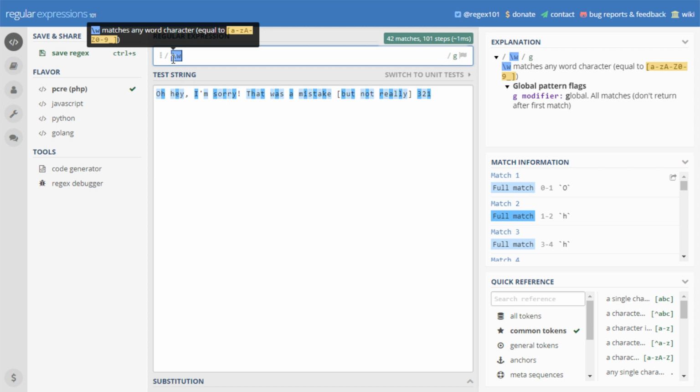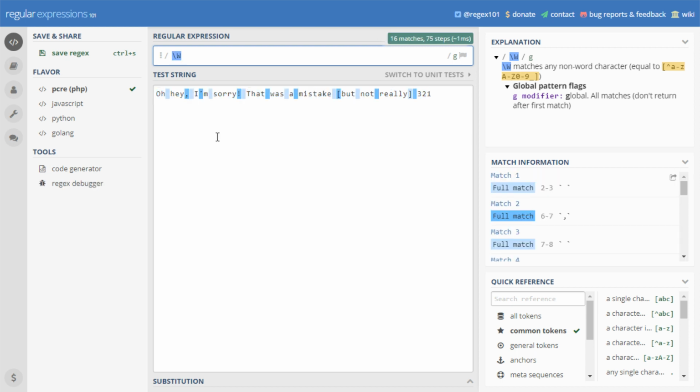So word character, notice from the tooltip, it's exactly the same as what I had before. It matches any word character which is equal to lowercase a to lowercase z, or capital A to capital Z, or 0 to 9. So exactly what we had just a minute ago, except this is a lot more efficient. Okay, then we can also say, like, if we don't want it to be a word character, we'll do capital W. And some people look at that and think it stands for white space. It's not just white space.